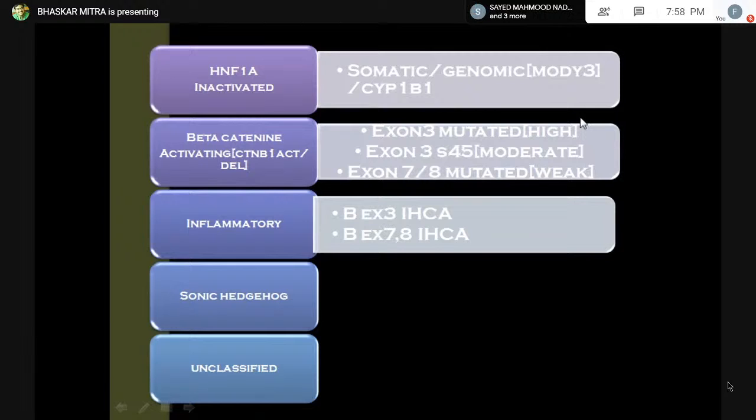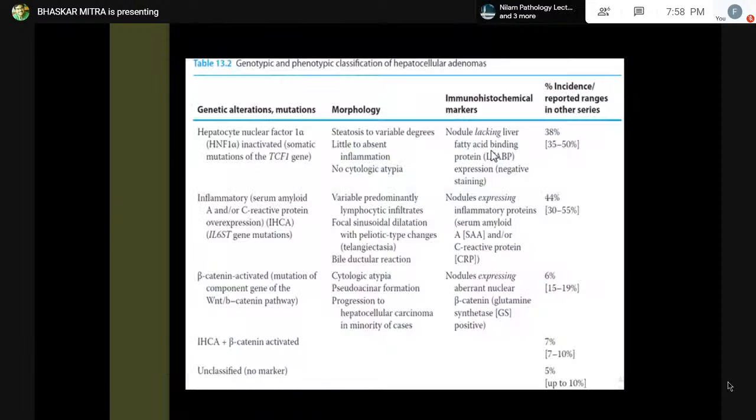Now, these mutations lead to different levels of activation of beta catenin. The exon 7-8 mutation shows weak activation. S45 shows moderate, and exon 3 shows a high level of activation of beta catenin. Now, in the inflammatory group, there may be exon 3 or exon 7-8 involvement. There is one pathway, the sonic hedgehog pathway, and another, the unclassified pathway. Among these, the most important is the exon 3 mutated one. Now, coming to the details of this, first is the hepatocyte nuclear factor 1 alpha.